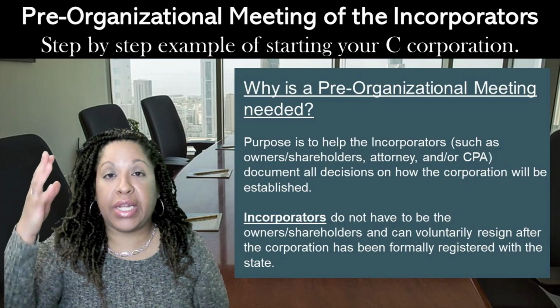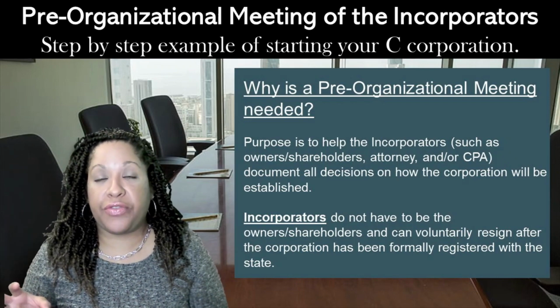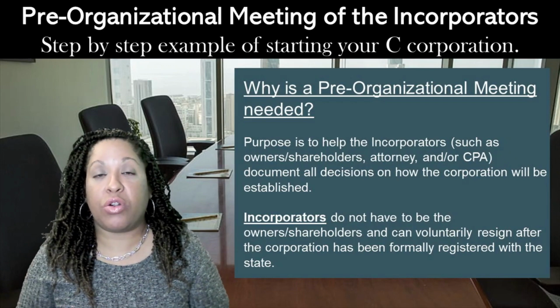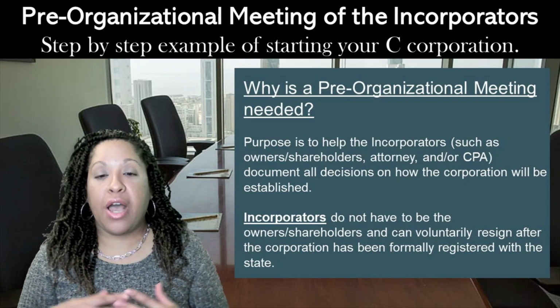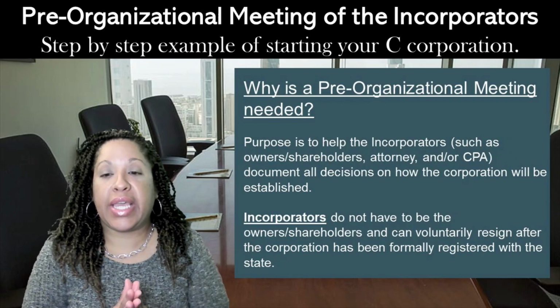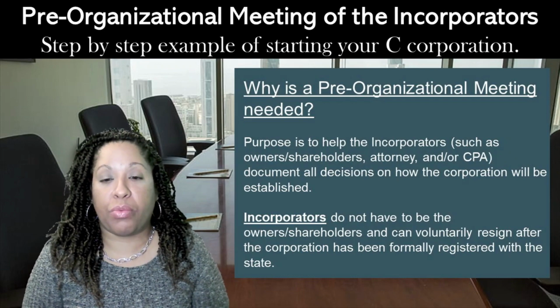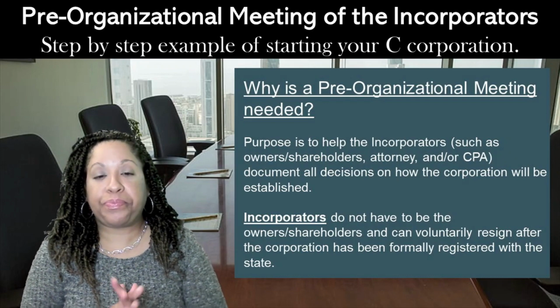So it's, as I mentioned before, kind of like a checklist. You're going to go through all of these different things to make decisions on how your corporation will be formed and managed. Incorporators do not have to be the owners or shareholders and can voluntarily resign after the corporation has been formally registered with the state. What do I mean by that?